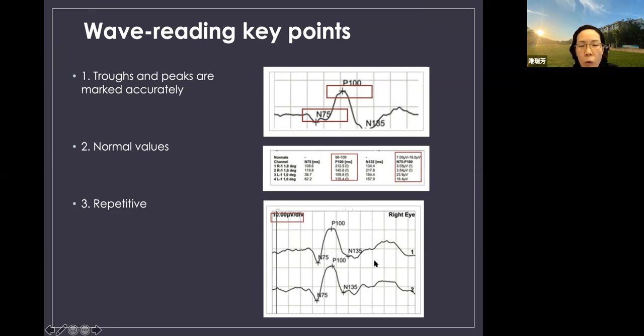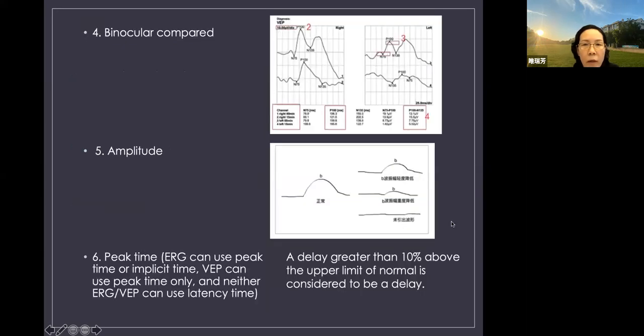Also, we need to know, when we record several times, whether the responses are repeatable. If they are not repeatable, it may be a false response. So we always record repeatedly and choose the repeatable waveforms. We also need to compare the two eyes. Sometimes one eye has normal vision and the other eye has abnormal or diseased visual acuity, so we compare the two eyes.